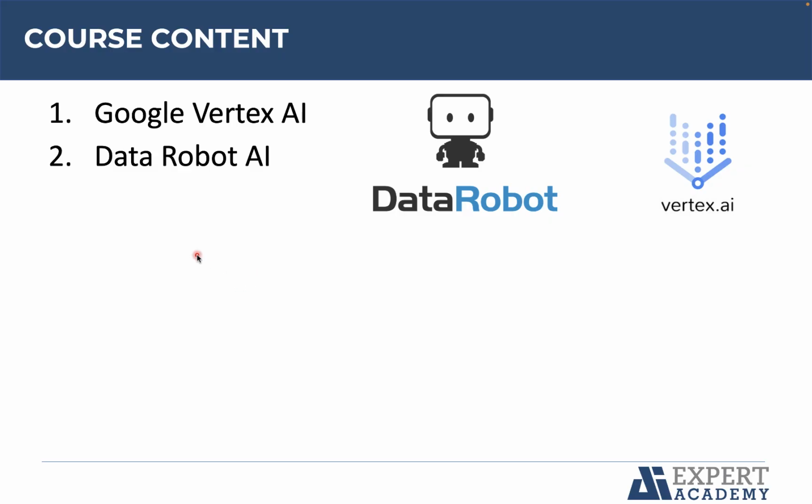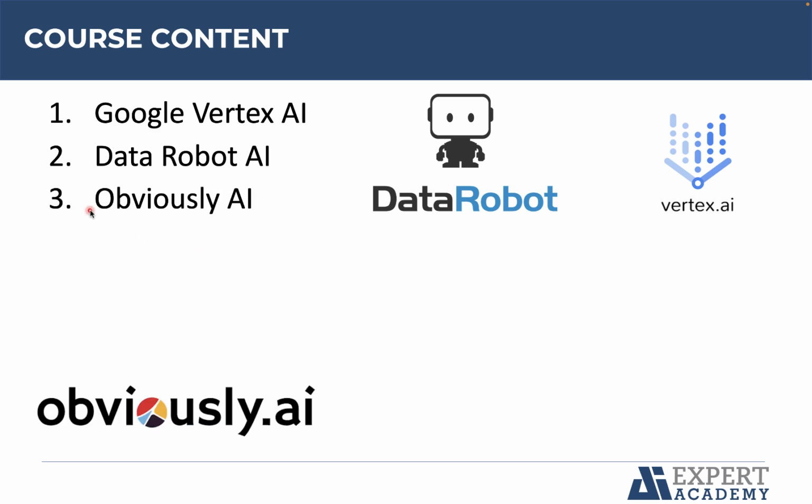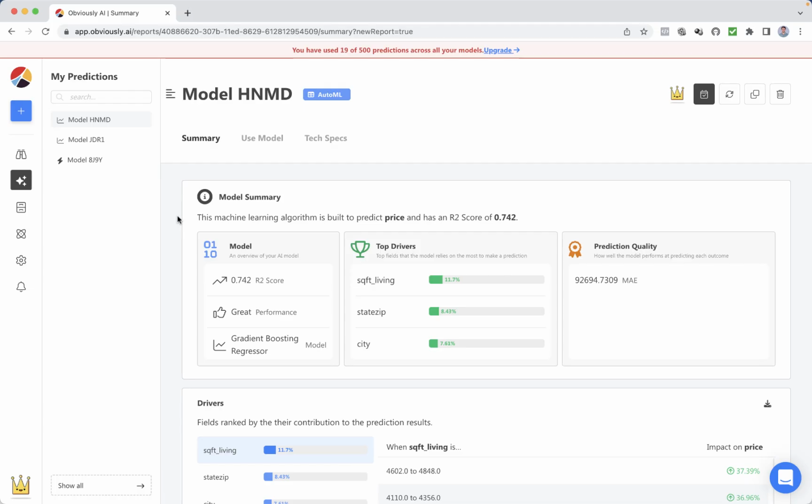In the third part of the course, you are going to work with Obviously AI, which is one of the easiest tools to work with machine learning without code. As the other tools, Obviously AI works online, so again, you don't need to install anything on your own machine. I'm showing you the results of a regression model.